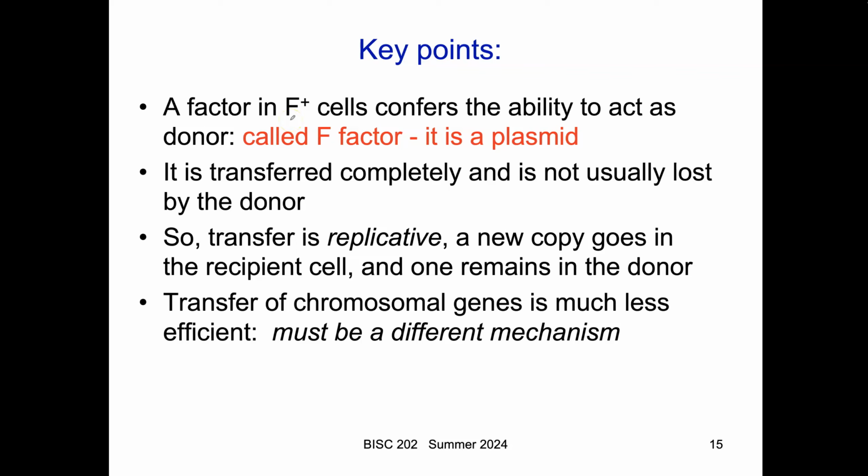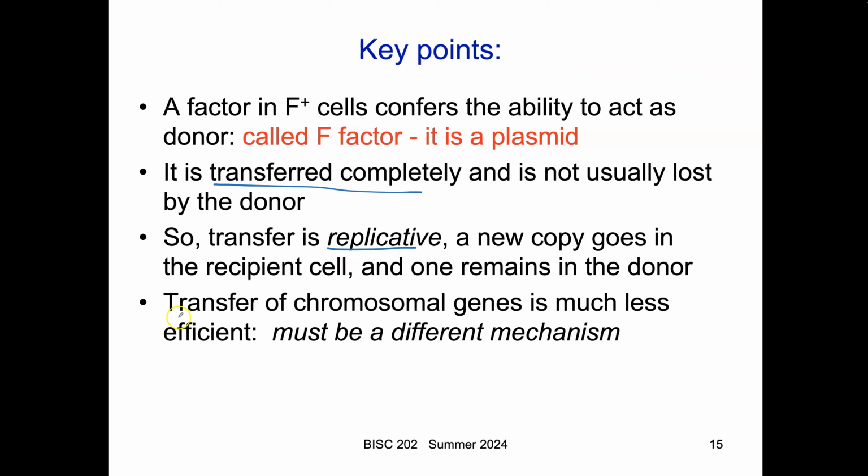So it turned out that those F+ cells contained a plasmid called the F factor. And that factor has on it all the sequences that are needed for the production of the pilus, which is a little tube between the two kinds of bacteria, and the transfer of the DNA into the recipient cell. And the plasmid, when it goes through transfer, is transferred completely and is kept by the donor. So the donor provides a copy to the recipient but keeps a copy for itself. And it's a replicative process.